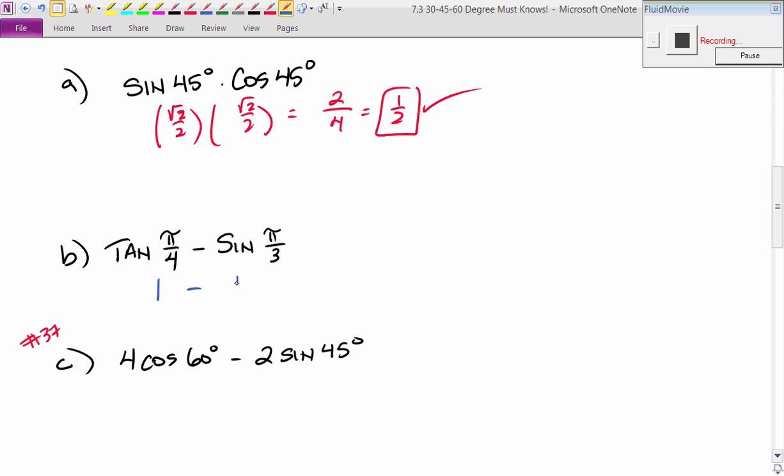Good, yeah, 60 degrees, so rad 3 over 2. All you need to do now is make a fancy 1. Call that 2 over 2 minus rad 3 over 2, and that gives you 2 minus rad 3 over 2. And that's the answer we're looking for, the exact answer. So all that I did was I made a 1, a fancier 1, by making it 2 over 2.